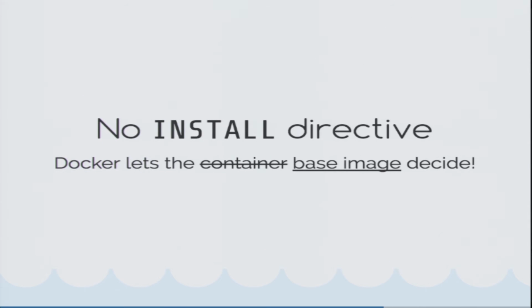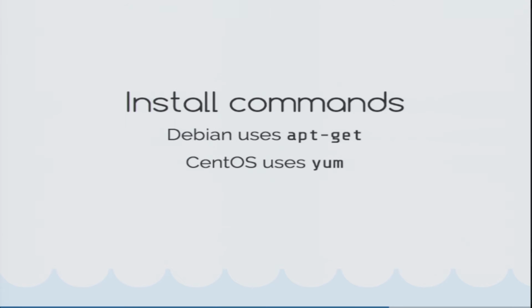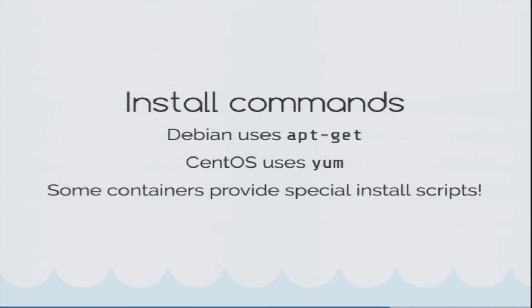Also, there's a weird thing about Docker files. There's no install directive. This is kind of like that movie 300. This is Linux! Everything is going to be whatever that container decides to do. So instead, we have to know what kind of Linux is going to be used. If we're using Debian, we use apt-get. If you're using CentOS, it's going to be Yum, and other containers will sometimes provide special installation scripts.